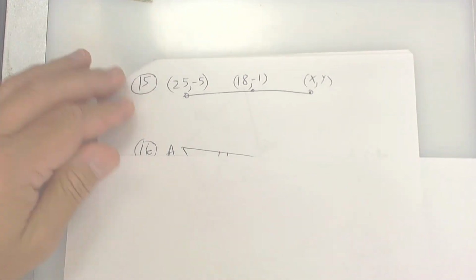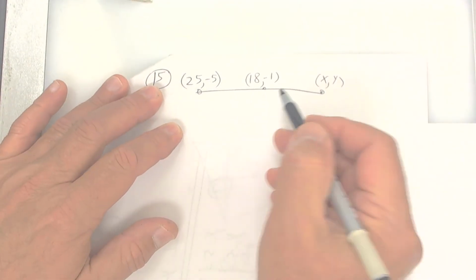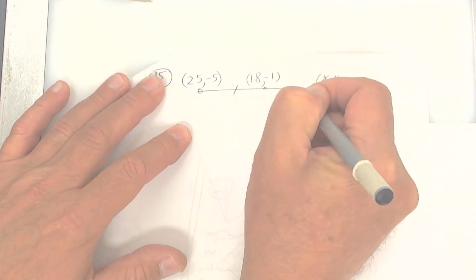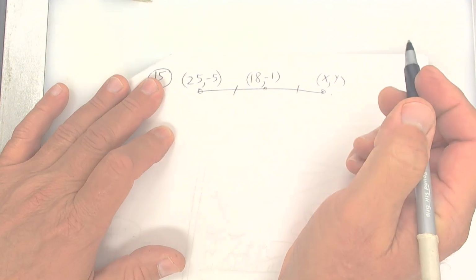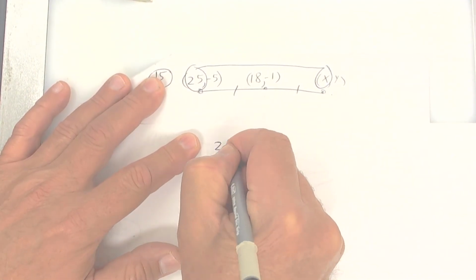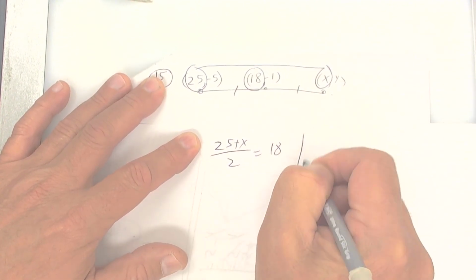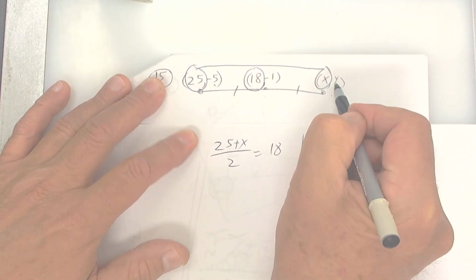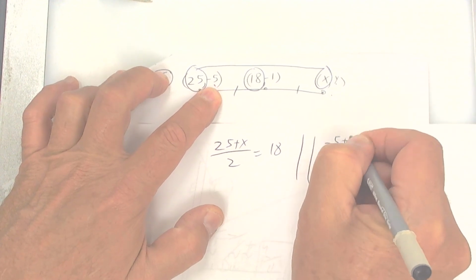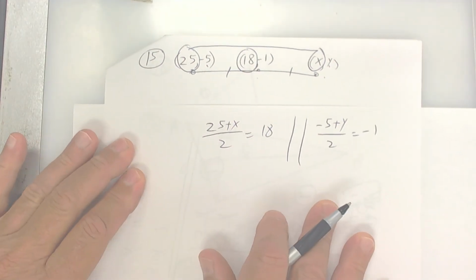Draw that diagram. This is one where they give you the endpoint and the midpoint, and they want the other endpoint. So this is a midpoint right here. So what you're going to do is say x plus x divided by 2. So 25 plus x divided by 2 is equal to 18. And then you're going to do the same thing with your y's. Negative 5 plus y divided by 2 is equal to negative 1. And then you got to work these out.